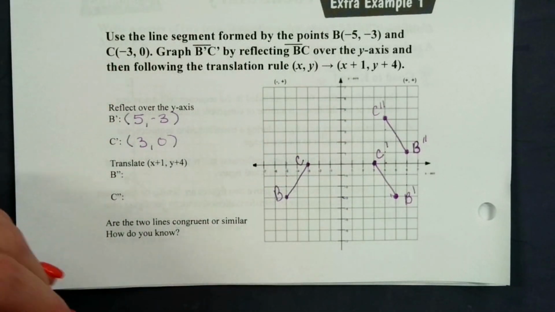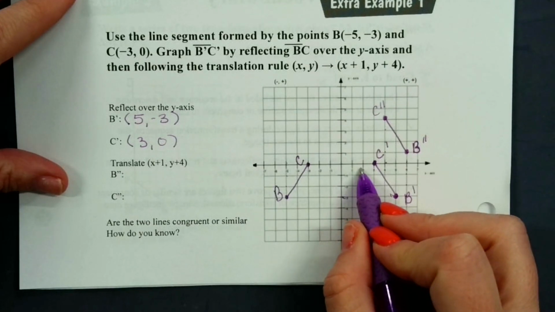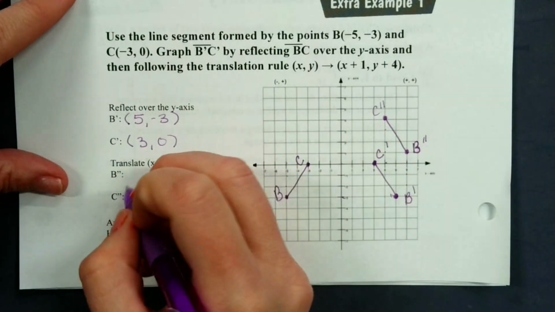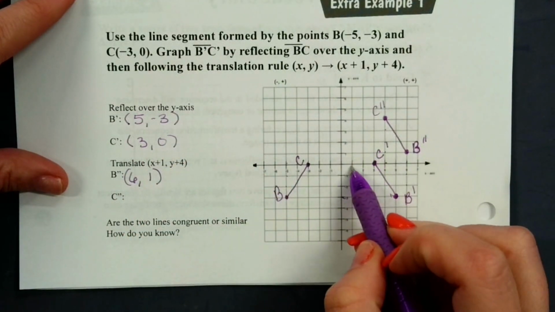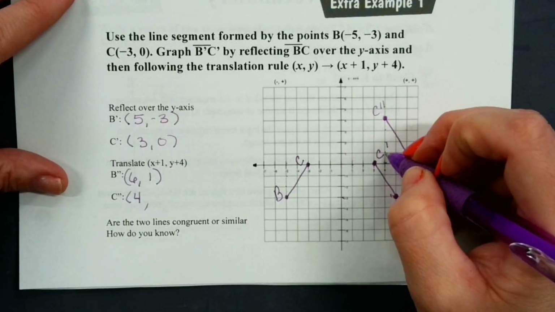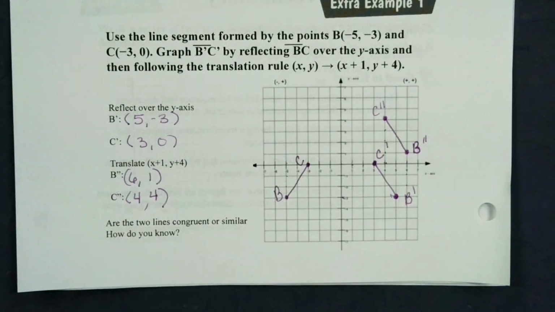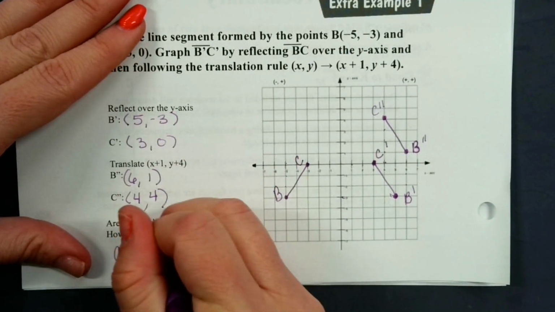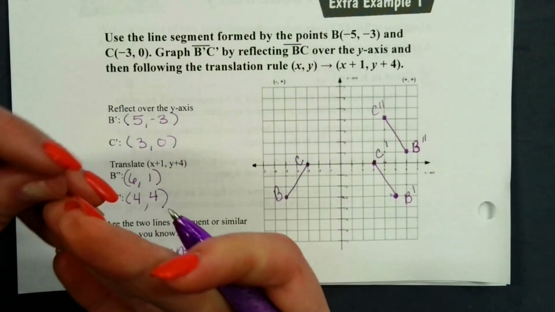And I'm going to write my new coordinates. I went over 1, 2, 3, 4, 5, 6 for B, up 1. And C, I went over 1, 2, 3, 4, up 1, 2, 3, 4. Are these lines congruent or similar? Congruent, because why? What did we not do? We didn't dilate. So these are congruent because we didn't dilate.